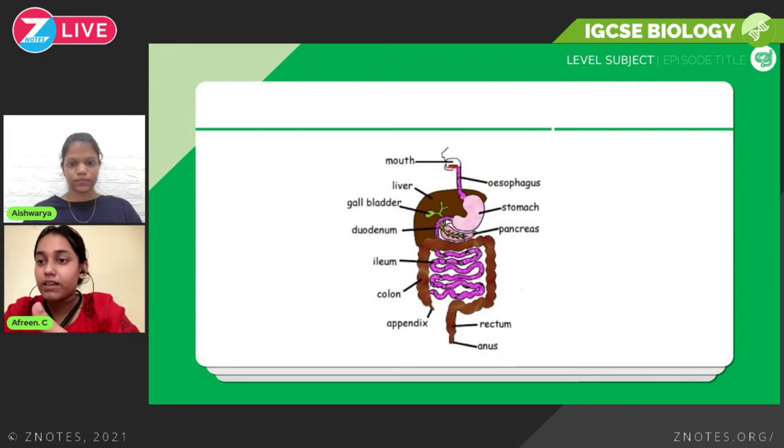So here's the diagram again. After the stomach, we have the duodenum, and we have the ileum. After the ileum, we have the colon, and then we have the rectum and anus. So that's the digestive system.